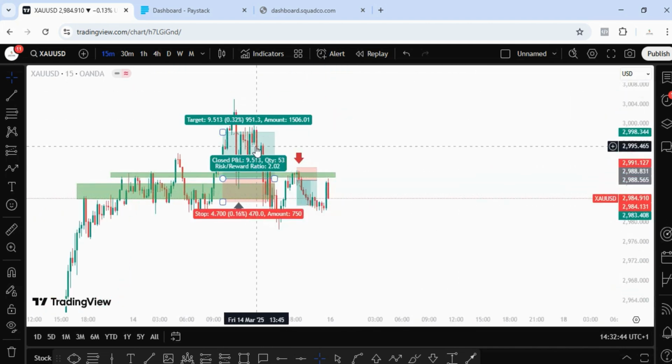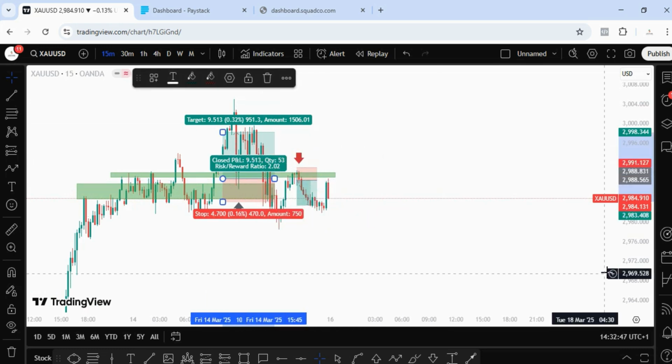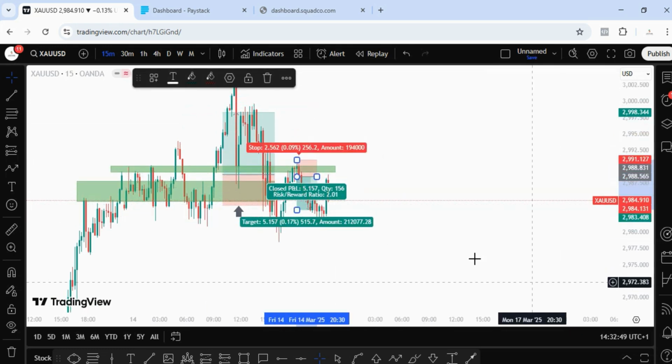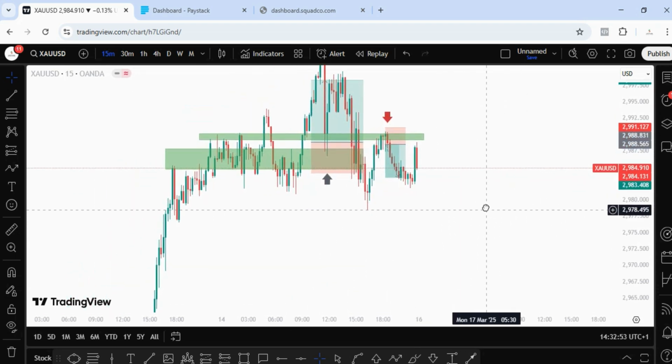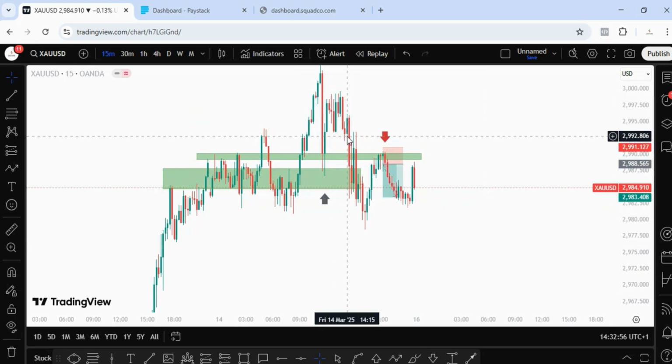There was one to the upside here. Like I said, I love 2-to-1s. Then there was another short one towards the end of Friday, which is here. Those on the mentorship program would know this strategy, right? All right, so that is that. Let me just delete all of this.